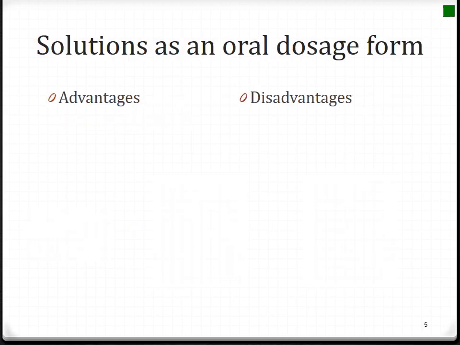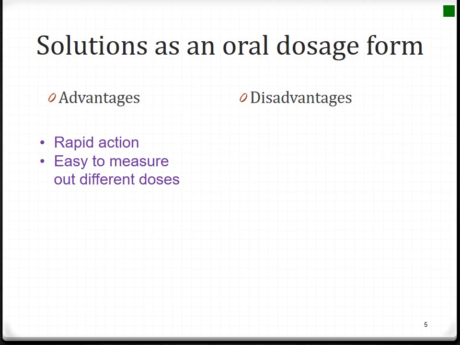Can you think of some advantages or disadvantages of formulating drugs as solutions? Some advantages of solutions are it has a rapid action. Solutions generally work quickly because the drug is already dissolved. The dosing is flexible because it is easy to measure out different doses. It can easily be swallowed by children or by patients with swallowing difficulties, and it is easy to manufacture.